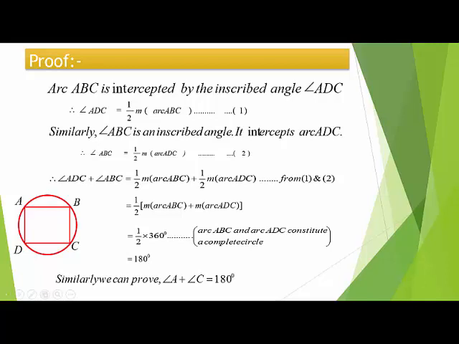Similarly, we can prove angle A plus angle C is equal to 180 degrees. Here this theorem is proved.